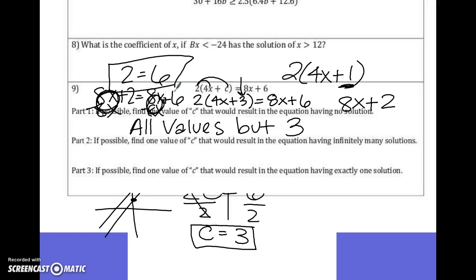So that is what we did here, right? If it's 3, then both sides are 8x plus 6, exactly. And that would give us infinitely many solutions. So we have c is 3. If possible, find one value of c that would result in the equation having exactly one solution.